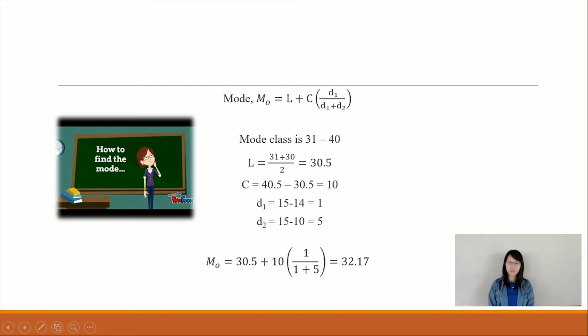Now we substitute the values, where the mode class is 31 to 40. The lower boundary is 30 plus 31 divided by 2 equals 30.5. The size of the mode class is 40.5 minus 30.5, we get 10. And D1 equals 15 minus 14 equals 1. D2 equals 15 minus 10 equals 5. Thus, we get the final answer for mode equals 30.5 plus 10 times 1 divided by 1.5 equals 32.17.